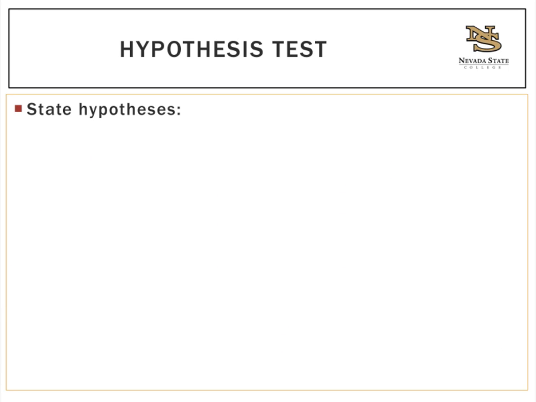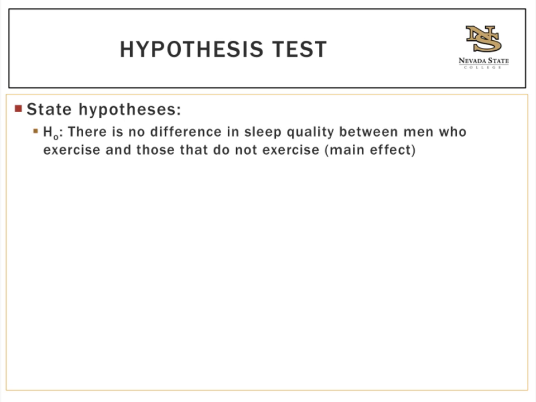So we state our hypotheses. I'm only going to write the null because it takes up a lot of space. And really the null is the one that we want to reject or fail to reject, right? So let's take a look. So first we're going to say something about factor A. There is no difference in sleep quality between men who exercise and those that do not exercise. So this is the main effect of exercise. Okay, so that was factor A.